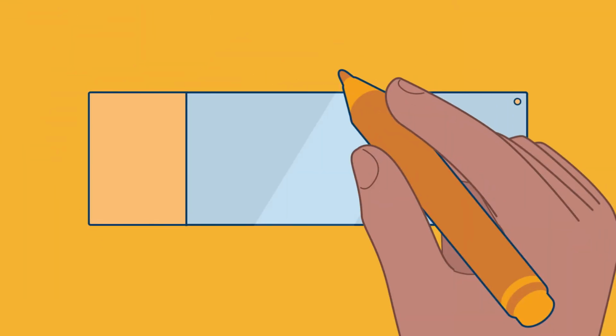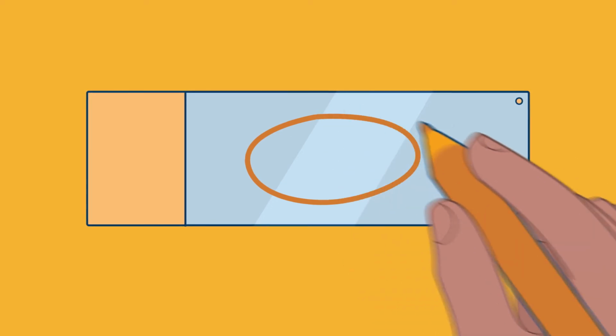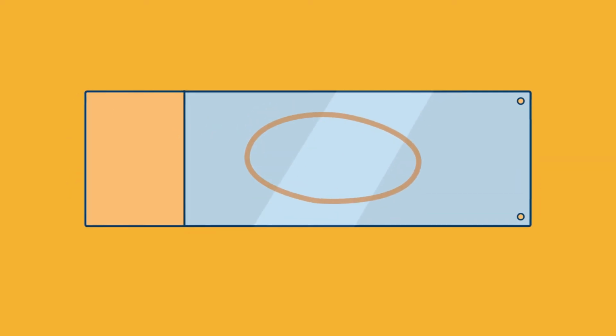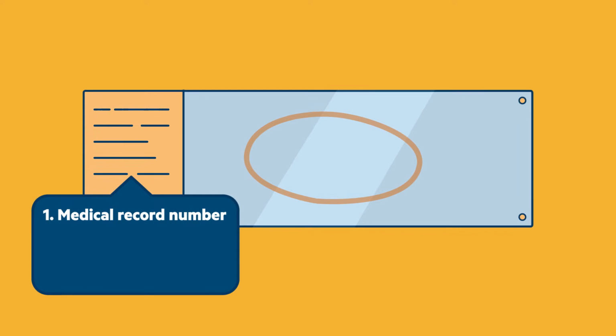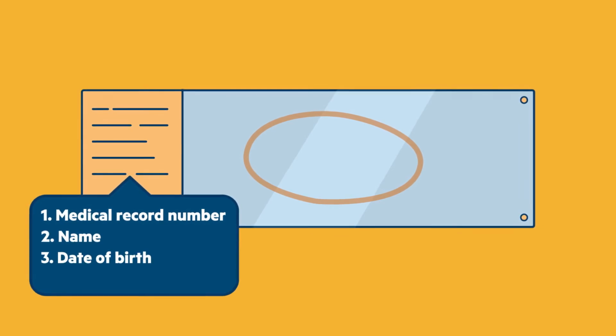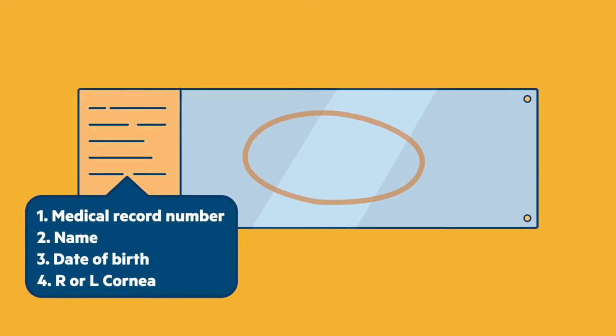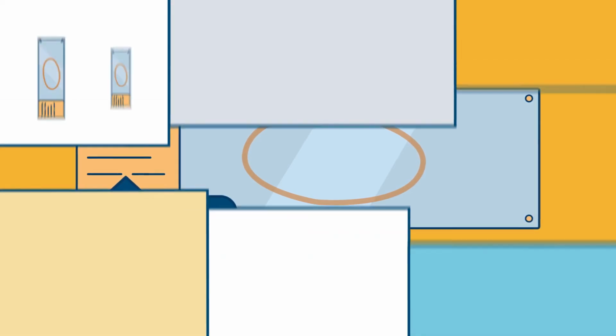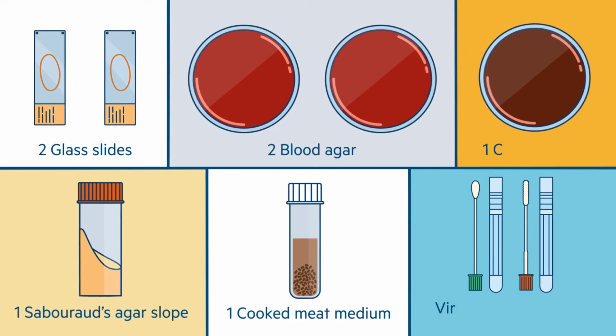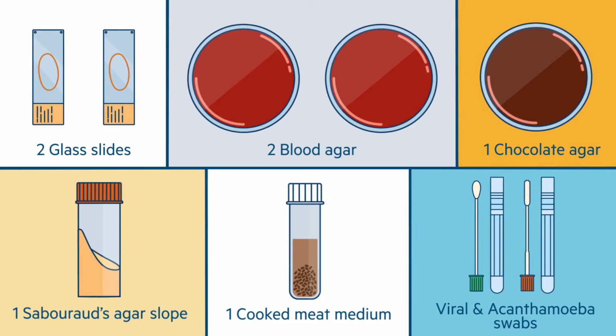With a permanent marker, draw a circle on the back of the glass slide to show where your sample will go. Then write the medical record number, name, date of birth, and right or left cornea on the opaque end of the slide. Once everything's reached room temperature, you'll need to lay it all out so it looks something like this.